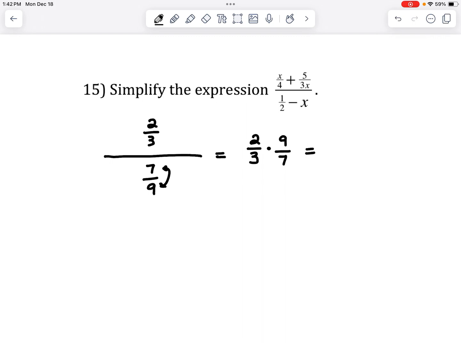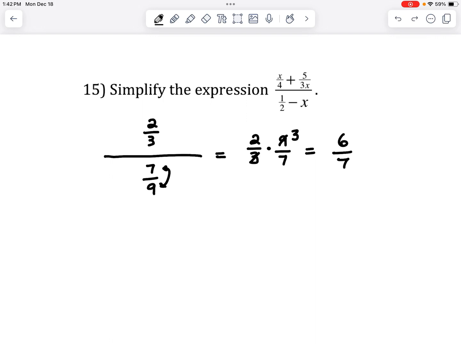And then I could multiply across, or I could say, well, 3 will divide into 9 3 times, and that means that it leaves a 6 on top and a 7 on the bottom. That's the most common way. When you have one as simple as this, there's actually an easier way.